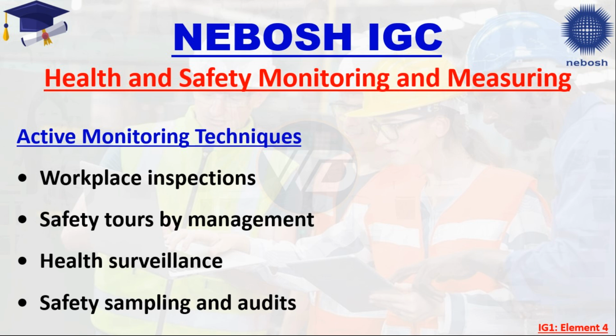5. Active monitoring techniques. Active monitoring uses a range of techniques to check safety before incidents occur. Workplace inspections involve systematically checking work areas, equipment, and processes for hazards. Safety tours by management demonstrate visible leadership and allow direct observation of working practices. Health surveillance involves checking the health of employees exposed to certain risks, such as noise, dust, or chemicals. This can help detect early signs of harm before it becomes serious. Safety sampling and audits are more structured methods of checking compliance with procedures or legal standards.